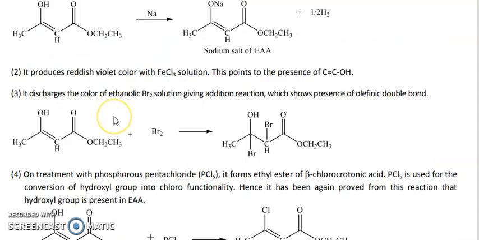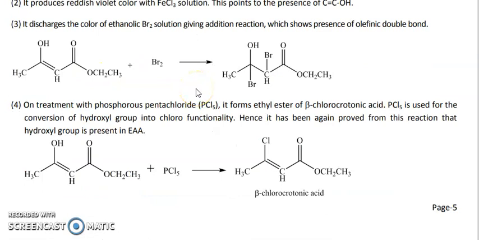Second, it produces a reddish violet color with ferric chloride solution. This points to the presence of carbon double bond carbon OH. If this is there, then only is it possible that it reacts with ferric chloride and gives a reddish violet color.